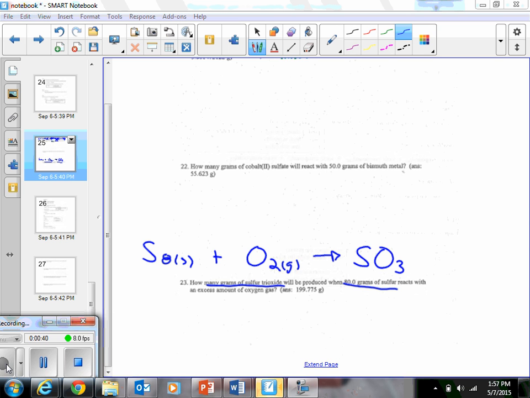In order to balance this, when I take a look at the sulfur, I've got 8. Here I have 1, so I'll have to put an 8 here. This gives me a total of 24 oxygen, 8 times 3, so I need to put 12 here to balance.